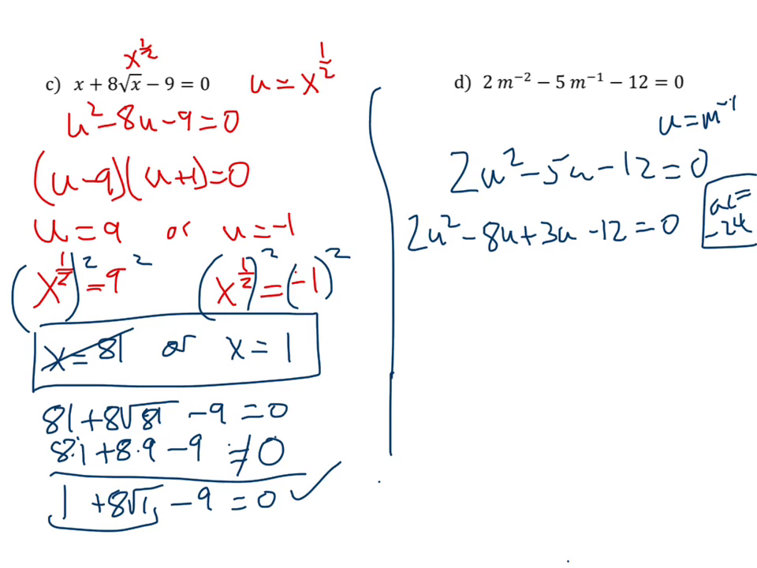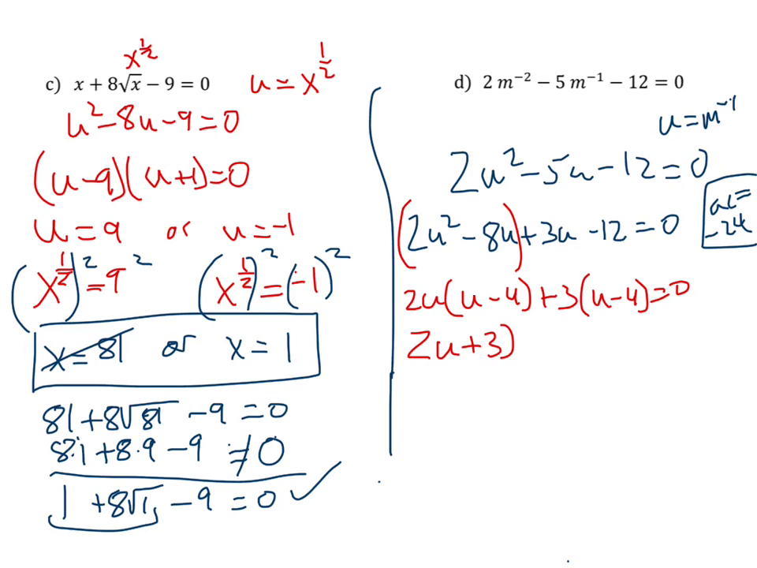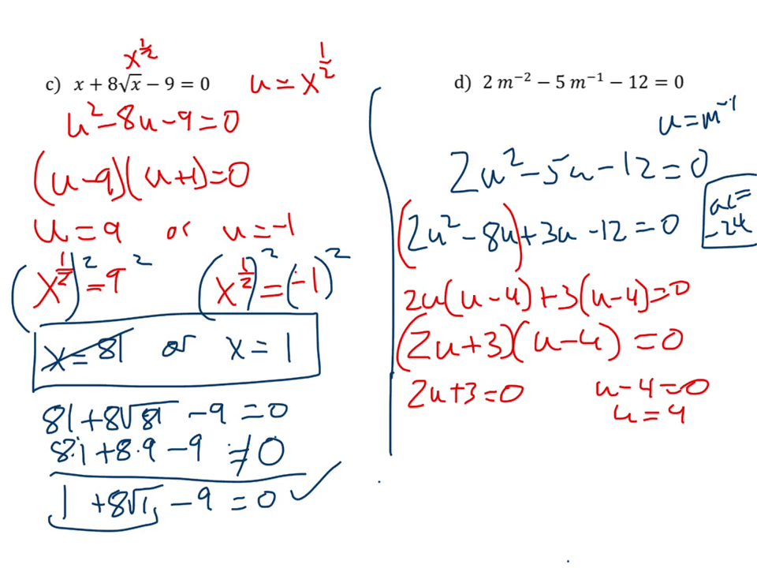And so now we're going to factor this by grouping. We pull out the 2u, leaving us with u minus 4. Here, pull out 3, leaving us with u minus 4. And this factors into 2u plus 3 and u minus 4. And then solve these, set them both equal to 0. And we get u equals 4. And we get here u equals -3/2.